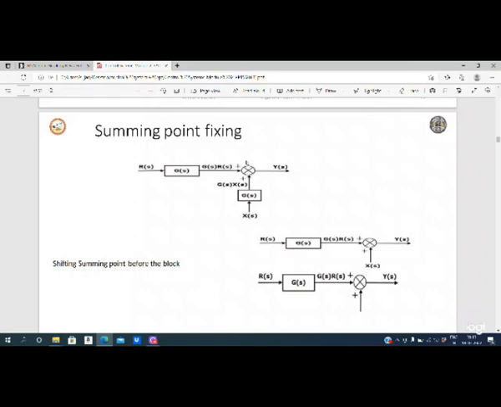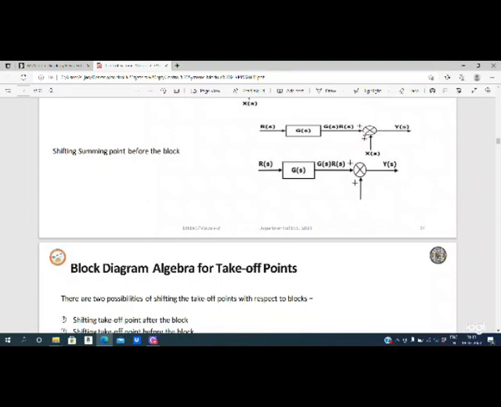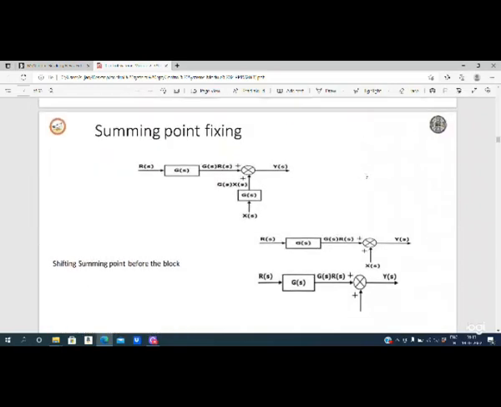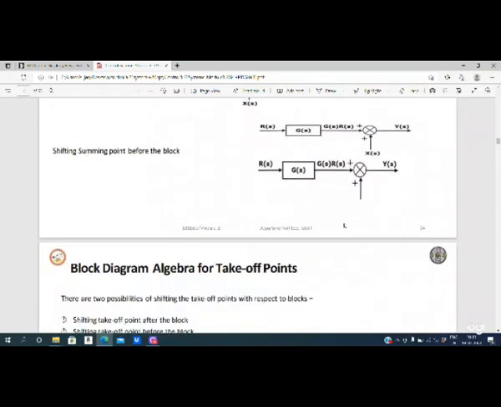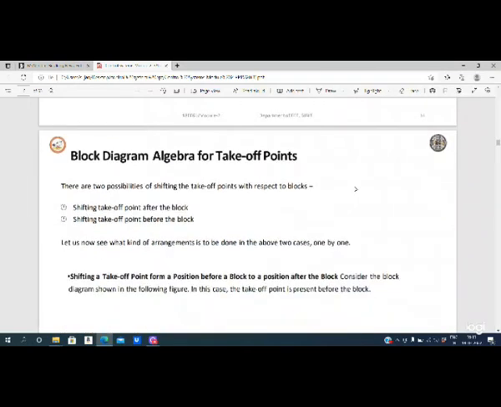Like this, you shift the summing point after the block. Now shifting the summing point before the block: you can see here the summing point is here. So Y of S is G of S into R of S plus X of S. If you shift this summing point before the block, the same answer has to be obtained so that the output matches. If you shift the summing point before the block, you get it like this: R of S plus X of S, G of S, Y of S. So you are going to divide by G of S, that is 1 by G of S, if you shift before the block. That is the consideration.